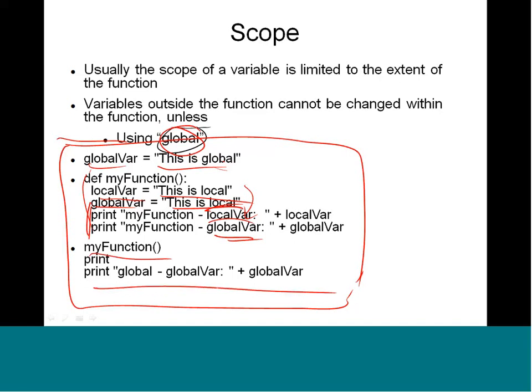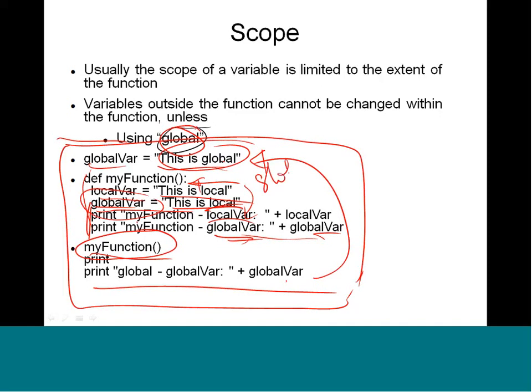Now if I print the global var outside, can you tell me what it will print? It's still going to print the original value, as if it never got changed by my function. This is because when you define it here, this global var is a different global var. It actually creates this variable, assigns "this is local", and then prints it out. But once you go out, it uses the original. So in order for us to change the global var within the function, we need to declare it here as global, and then global var.